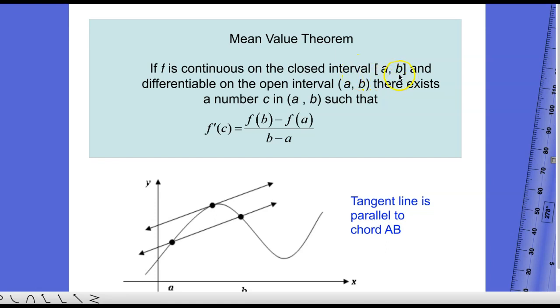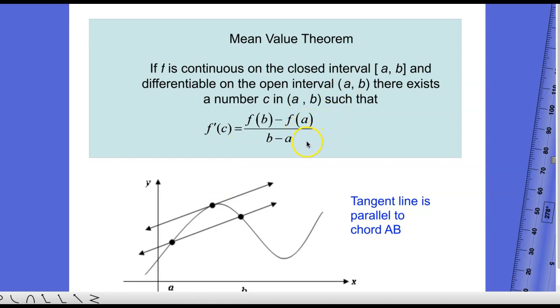Alright, okay, so the mean value theorem says if f is continuous on the closed interval, that's the interval that contains the endpoints, so you can't have a hole as an endpoint, and if it is differentiable on the open interval, so not necessarily including the endpoints, then there exists a number c that is an x value on that open interval from a to b, such that f prime of c, the slope of the tangent line, is equal to f of b minus f of a over b minus a. What is this? It's the average rate of change. It is the difference in the y values of the secant line divided by the difference in the x values of the secant line.